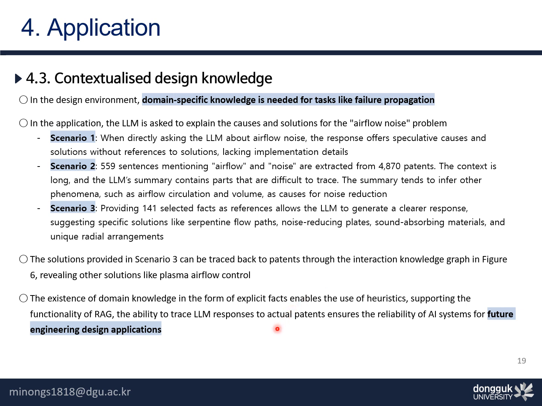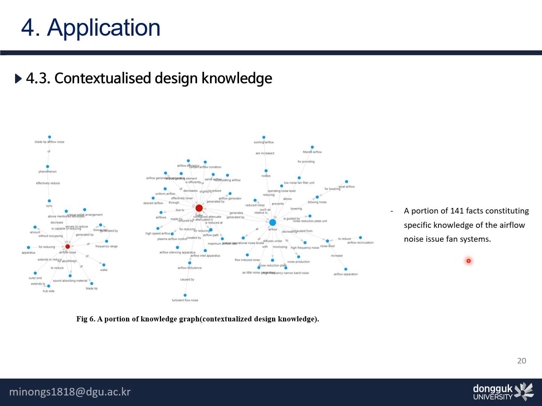This demonstrated that when domain knowledge exists as explicit facts, it enables the RAG model, and LLM responses can be traced back to actual patents, ensuring the reliability of AI systems in engineering design applications. The following is a portion of 141 facts constituting specific knowledge of the airflow noise issue in fan systems. The entire knowledge graph with interaction can be viewed externally.